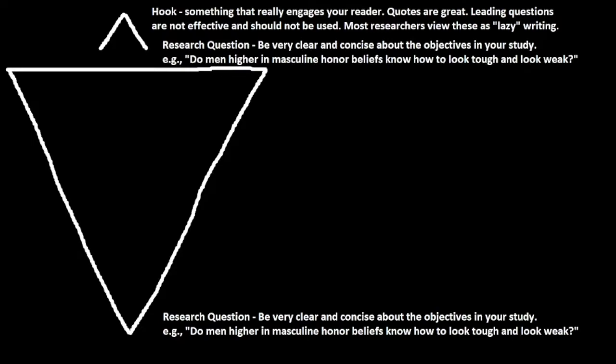So now we need to start back at the top of this carrot. Not the carrot, I guess, the funnel here. One of the first things I've got to do is explain to my readers what masculine honor beliefs are. So it's important that I discuss some of the most foundational work in this area of research and talk about, what are masculine honor beliefs? What are the expectations for men?